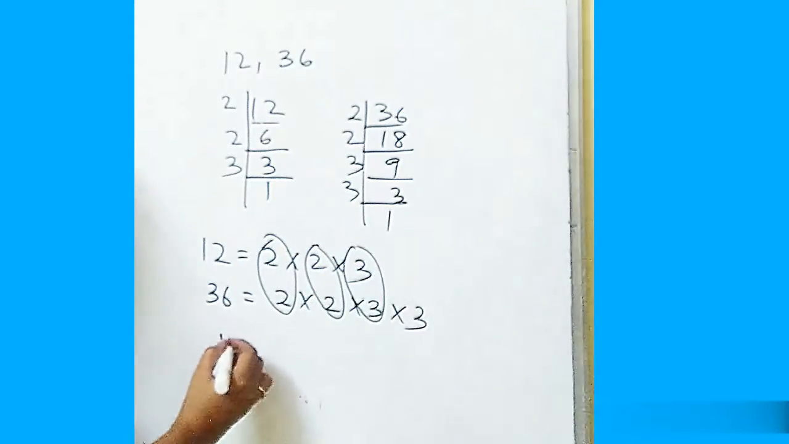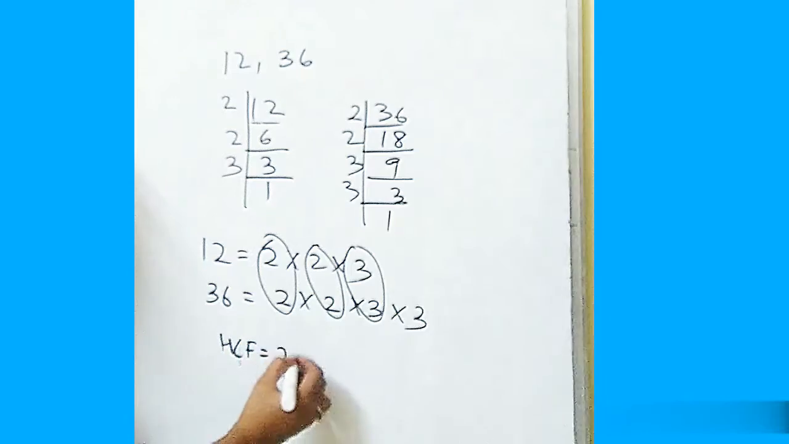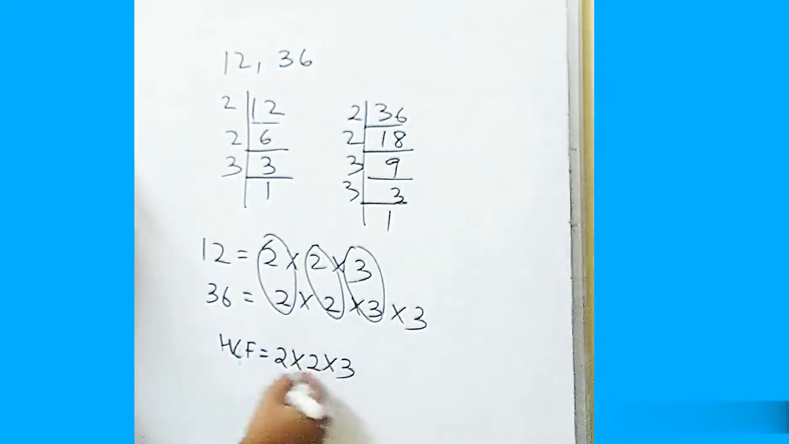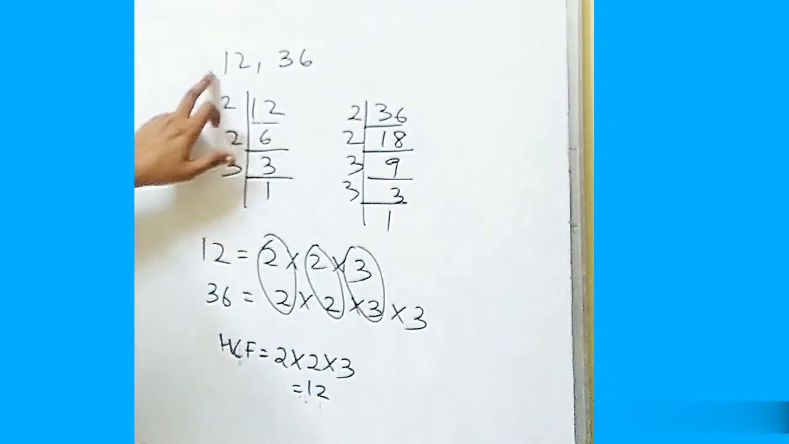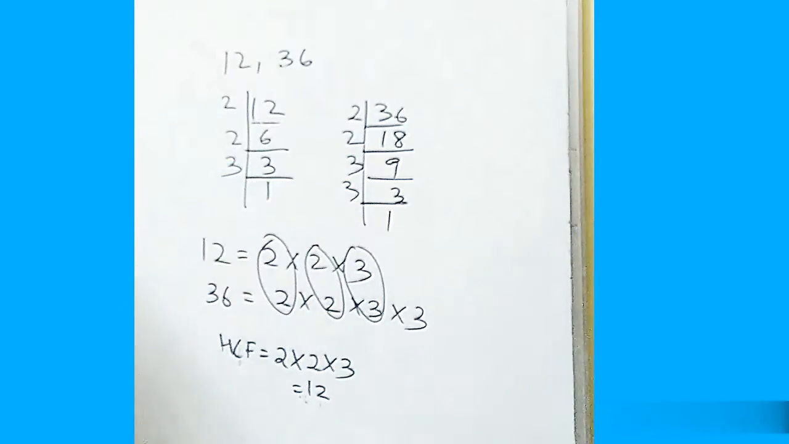So HCF will be 2 into 2 into 3. 2 2s are 4, 4 3s are 12. So 12 is the maximum number in which 12 also comes as well as 36 also comes. After that you will not have any such table where 12 and 36 will come. It will come, but we need the highest one. Okay student, so this is the highest common factor.